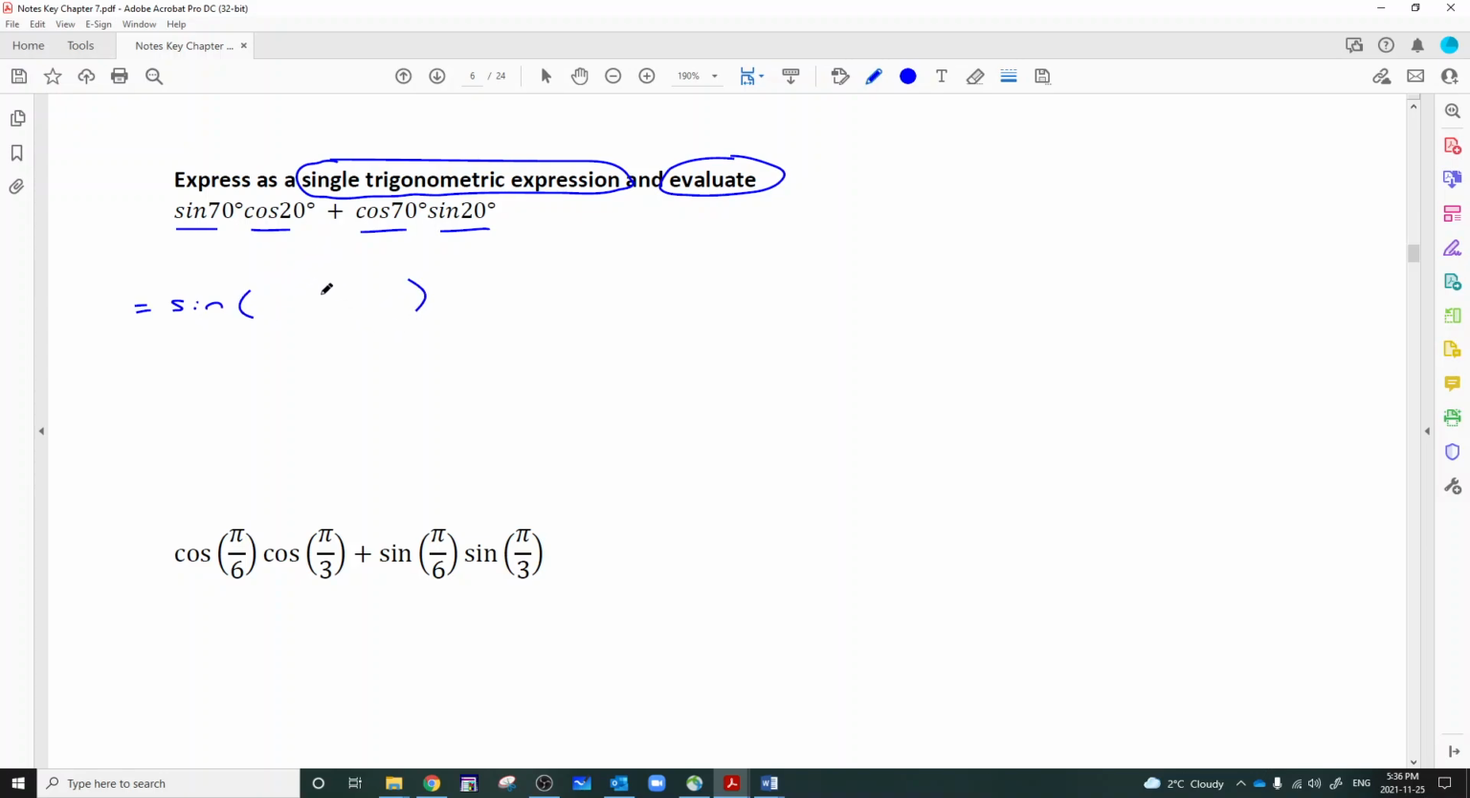Sine, you always match the sign. Ooh, there's a nice little way to remember it. Sine, you match the sign. So if it's an addition, it ends up as an addition. Okay, and then 70 is your first angle and 20 is your second angle. So why did they ask me 70 and 20? Well, because if I add 70 and 20, I get 90.